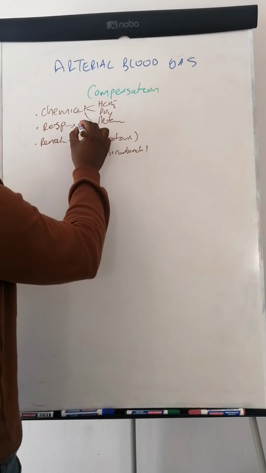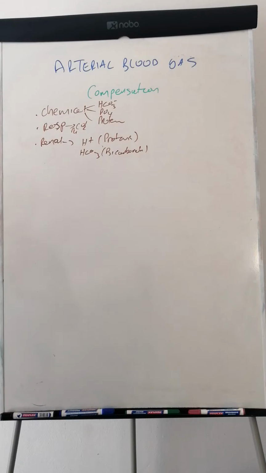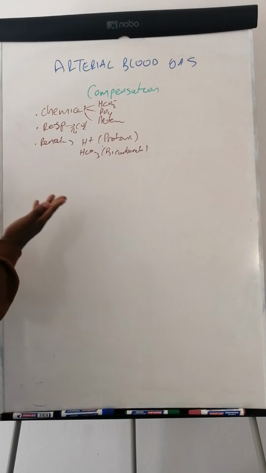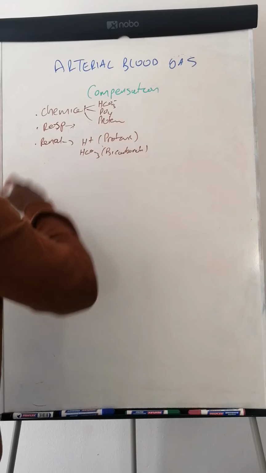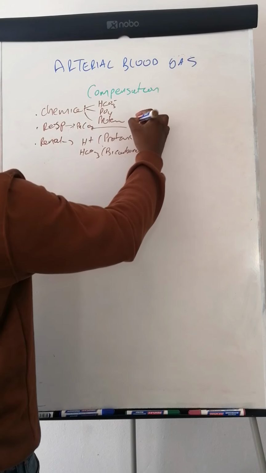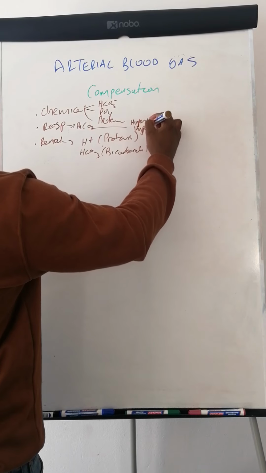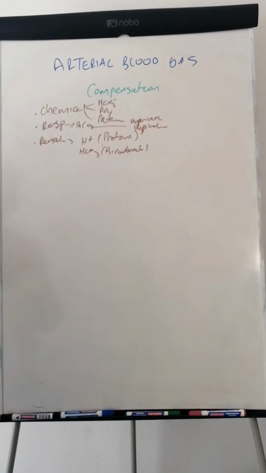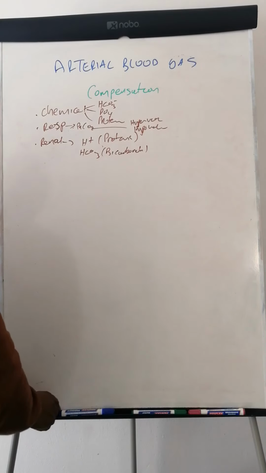Respiratory is just a matter of playing around with the partial pressure of CO2, decreasing it or increasing it by either hypoventilating or hyperventilating. There isn't much there. You just play around with the partial pressures of CO2 by either hyperventilating or hypoventilating, depending on what kind of imbalance or abnormality you have, which we're going to speak about.